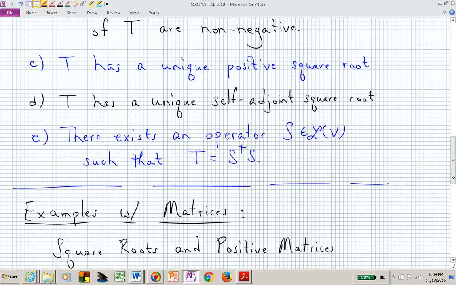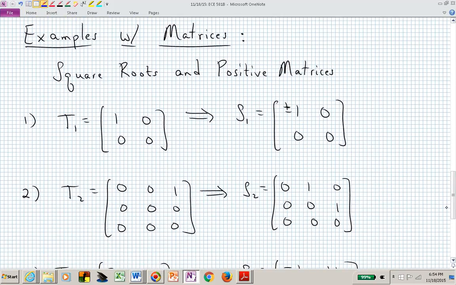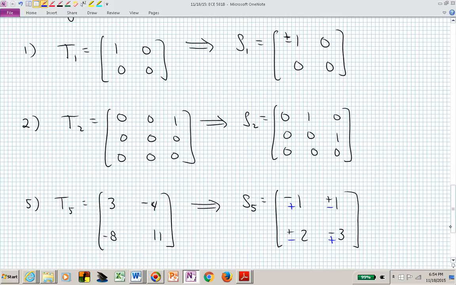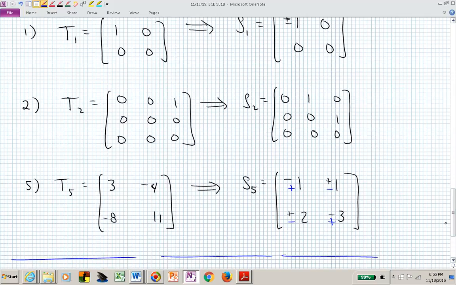That's just a restatement of what we talked about last time, and we'll prove that in a little bit. But before we prove that, let's remind ourselves of some of the square roots that we looked at. T1 gives rise to a couple of square roots, plus or minus 1 in the 1,1 entry. T2 has a square root S2 that has a little bit more information in it than what T1 and S1 looked like. We looked at T5 having either the positive signed square root or the negative signed square roots for a factoring of this matrix T5.